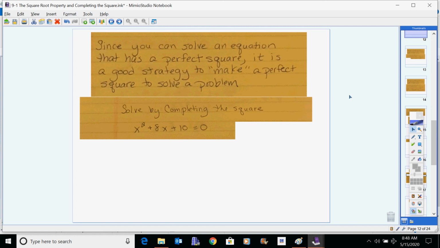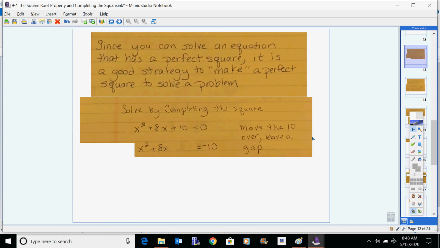So solving by completing the square means that we need to make a perfect square on one side so we can use that square root property. So we want to move over the 10. We move it over because you're allowed to subtract the same thing from both sides. A lot of people don't like when we use the word move over, but I know that's how a lot of people think. But you have to remember why you're moving it over. You're moving it over because it's already okay to subtract the same thing from both sides. We leave a gap. And then you need to figure out what goes here to make a perfect square.